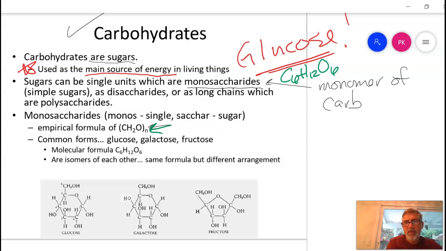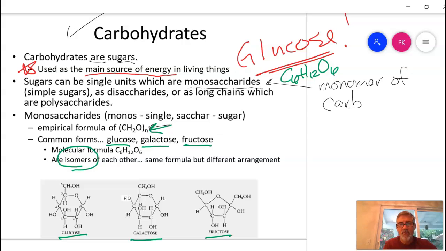So common forms, you need to know these names: glucose, galactose, and fructose. Remember, glucose is where we get most of our energy from. Galactose would be in milk, and fructose is from fruit. They all have the same formula and are all called isomers. Iso means same, so they all have the same formula but are arranged differently. If you look at glucose, galactose, and fructose, they all have the same amount of carbon, oxygen and hydrogen, but they're shaped a little differently.